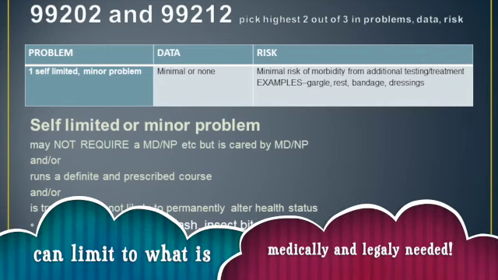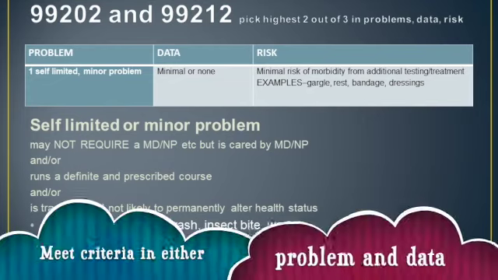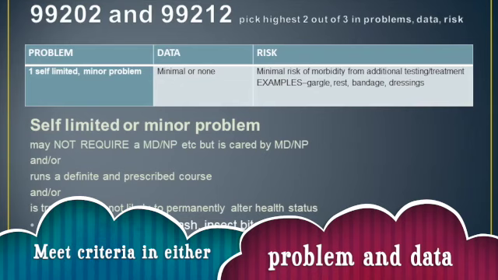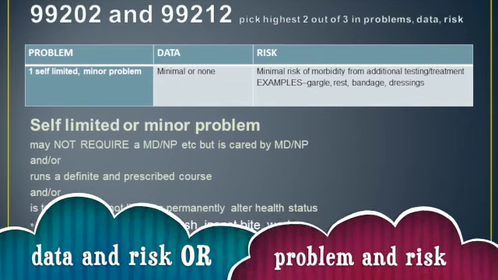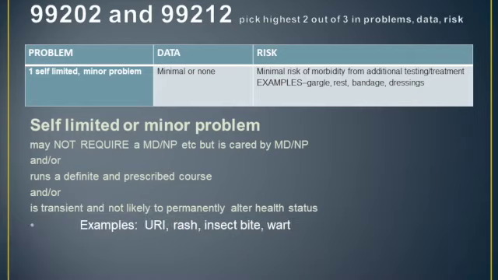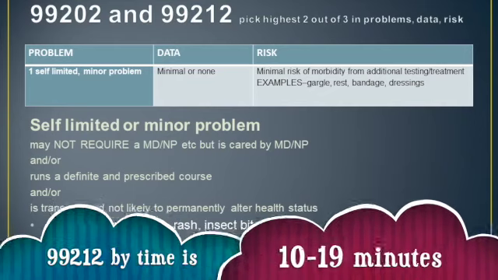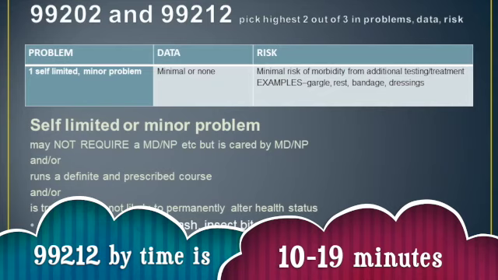And the biggest thing is they both have to meet this criteria. We're going to pick the highest 2 out of the 3 in problems, data, or risk. So when we're looking at problems in a 99212, we're looking at one self-limited minor problem. So this is defined as a problem that may not even require a doctor, but the patient comes in. They say, hey, what's this bump? Oh, it's a wart. That's a 99212. So it's a very minimal problem.